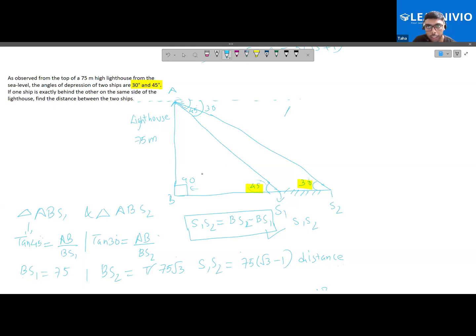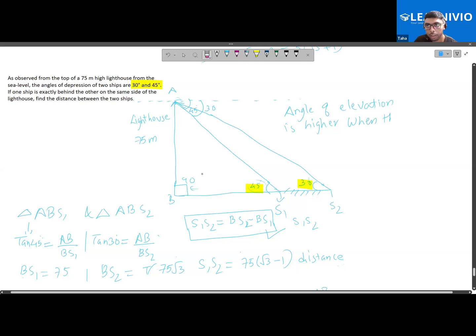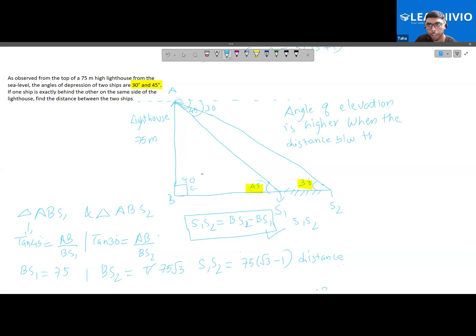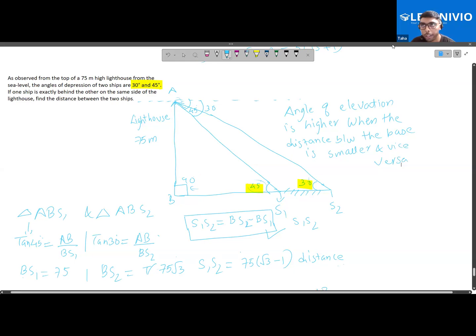Okay. Angle of elevation is higher when the distance between the bases is small, and vice versa. Okay. When you learn something like this, you do tend to remember it well.